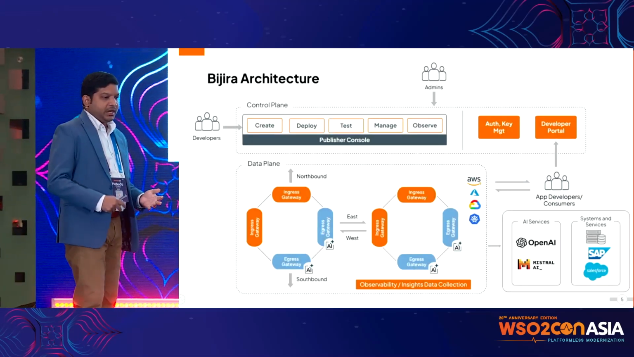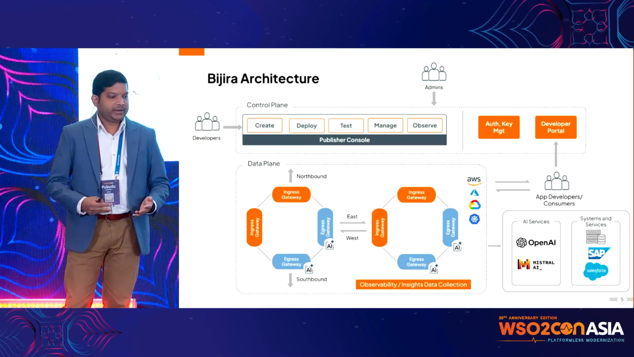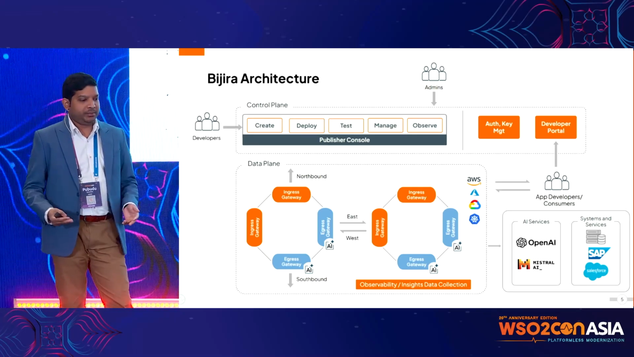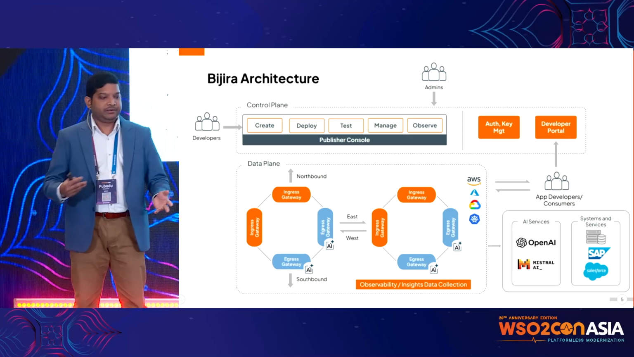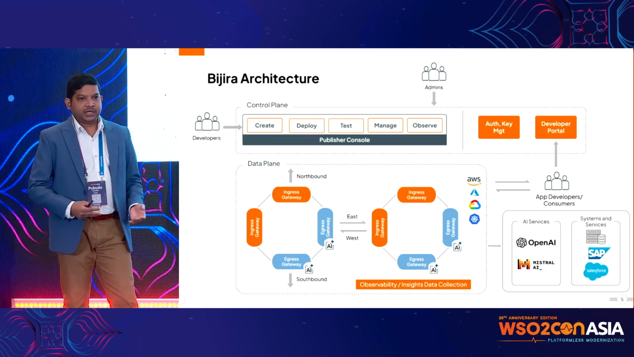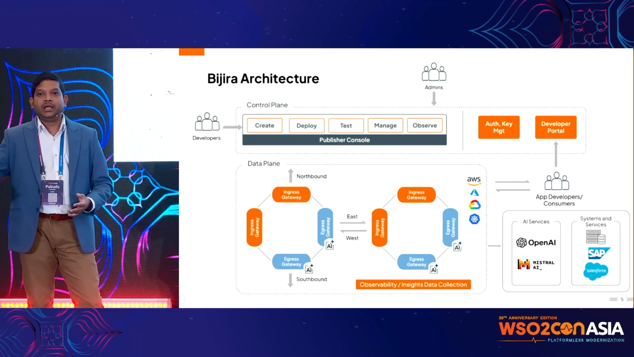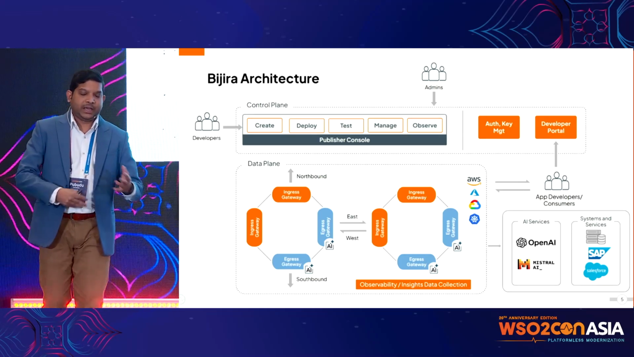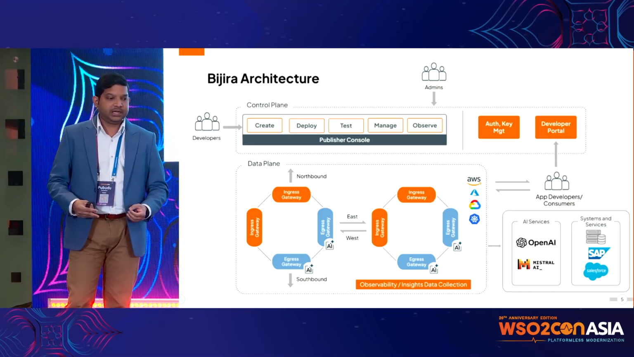So here's the architecture of Bijira. The control plane is where you can create, deploy, test, manage, and observe your APIs. That's where your developers and the admins get involved. Then you have the authentication and key management functionality, and also the developer portal. That's where the app developers come and discover your APIs.